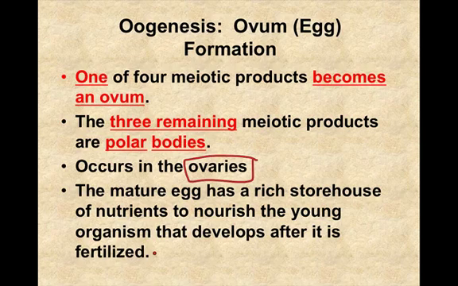So a little bit different in that when we form sperm, you end up with 4 sperm. When we form an egg, you end up with 1 large egg and 3 polar bodies, and the 3 polar bodies are then absorbed by the body. Males, once again, produce sperm from puberty until death. Females start producing their eggs when they're born and stop producing them when they've reached puberty.